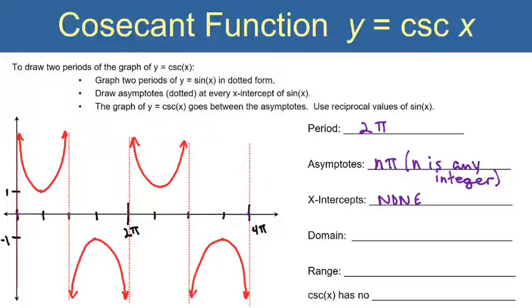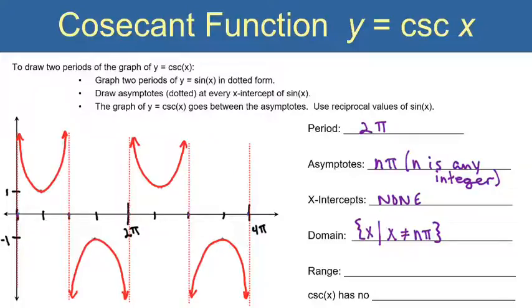And the domain, remember, is everywhere that the graph appears except we have to leave out where the asymptotes are because the graph doesn't exist there. So remember, the asymptotes are occurring at every whole pi. So we'll say the domain is every x such that x is not equal to n pi, where n is any integer, but we won't write that again.